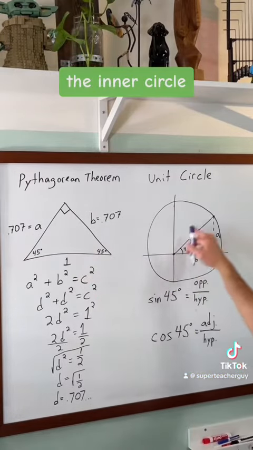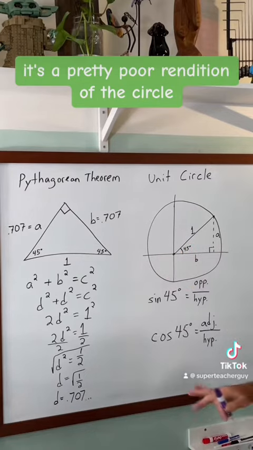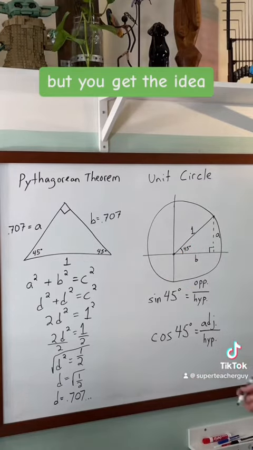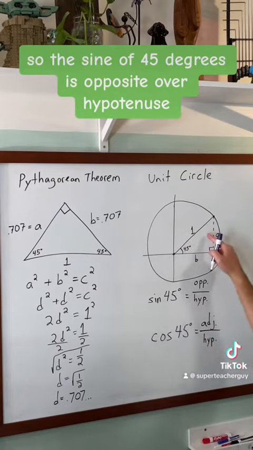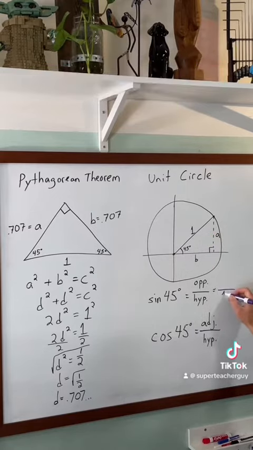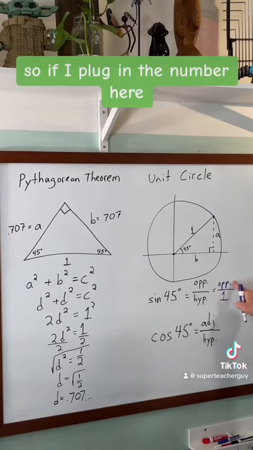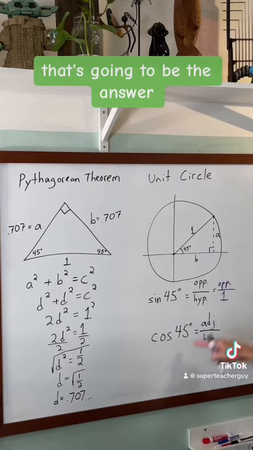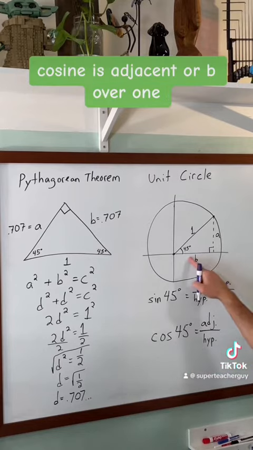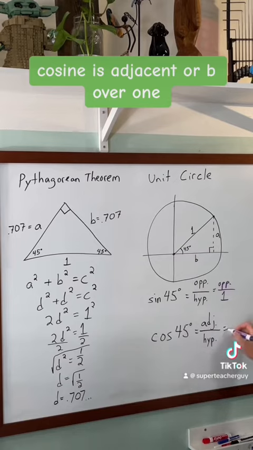Now, over here, the unit circle, I drew the circle. It's a pretty poor rendition of a circle, but you get the idea. So the sine of 45 degrees is opposite over hypotenuse. The hypotenuse is 1. So essentially, anything divided by 1 is the anything. So if I plug in a number here, that's going to be the answer. Same thing for cosine. Cosine is adjacent, or B over 1.